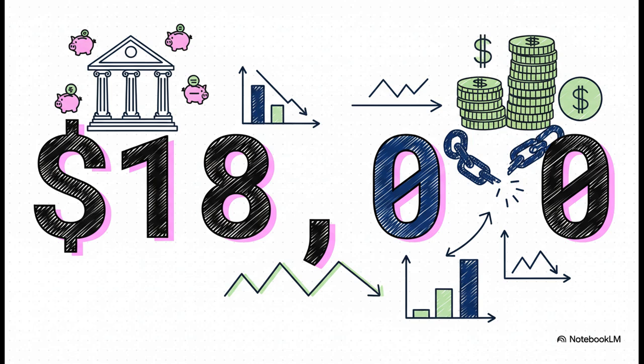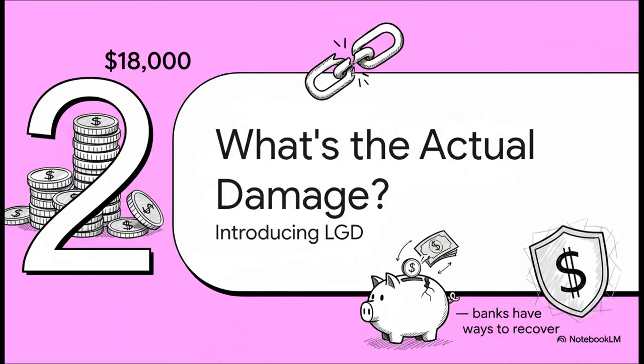And boom, right there. That's our EAD. The exposure at default is exactly that remaining balance, $18,000. That's the absolute maximum amount the bank could possibly lose. But, and this is a big but, they usually don't lose all of it. And that brings us to the next piece of this puzzle.